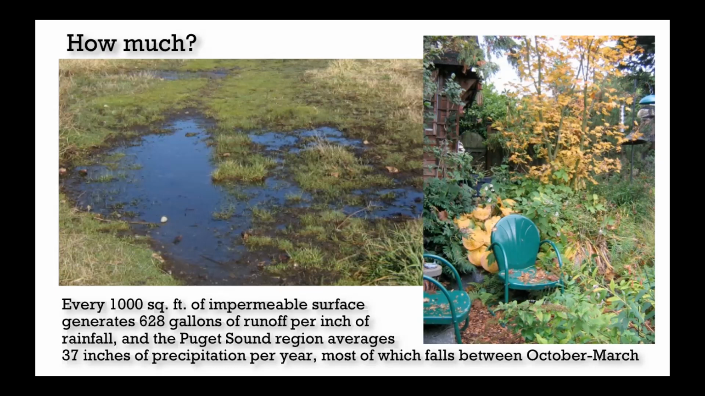Because we get approximately around 37 inches of precipitation, and that includes rain and snow, most of which falls between October and March, even just looking at these figures, you can guess how many millions and millions of gallons of runoff is coming out of our urban and suburban areas, and even our rural areas, because of how many impermeable surfaces there are.